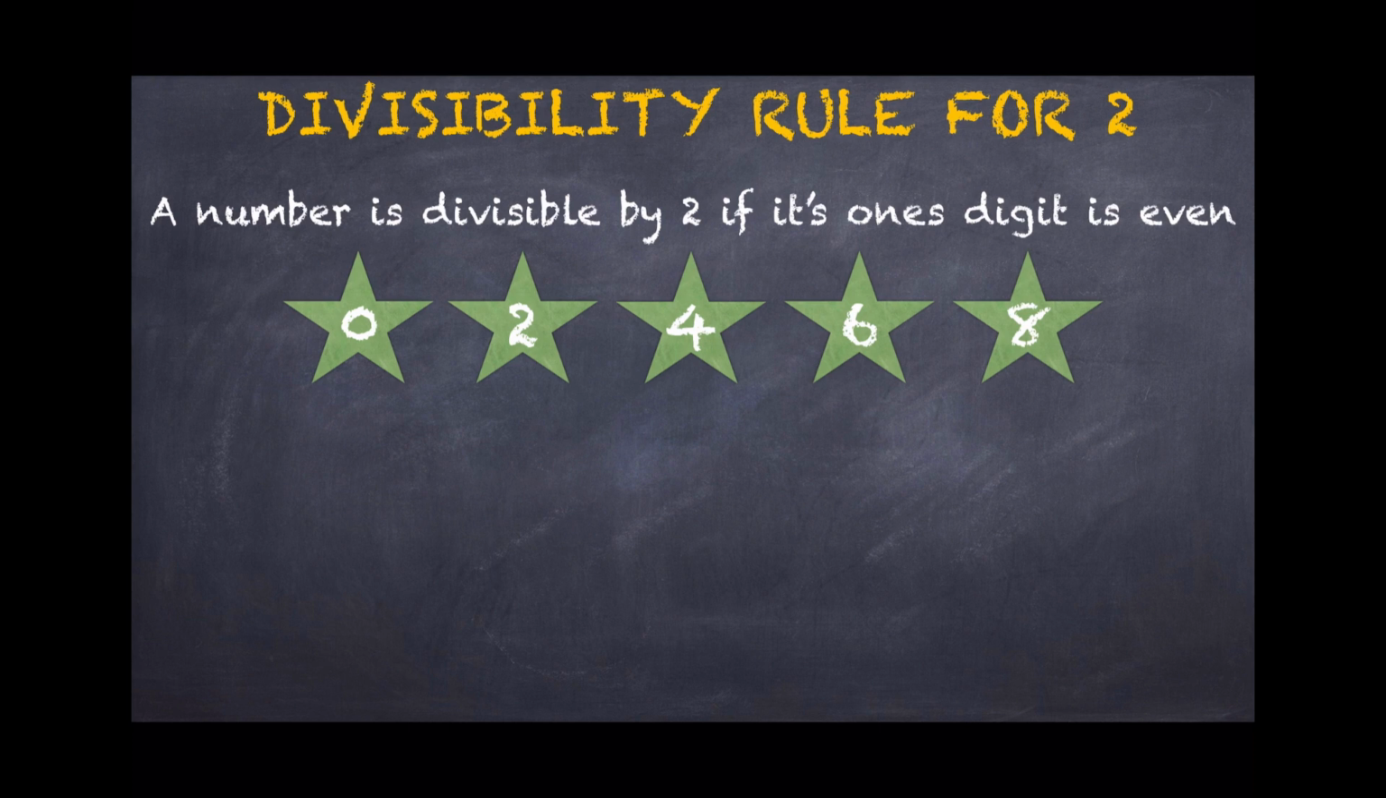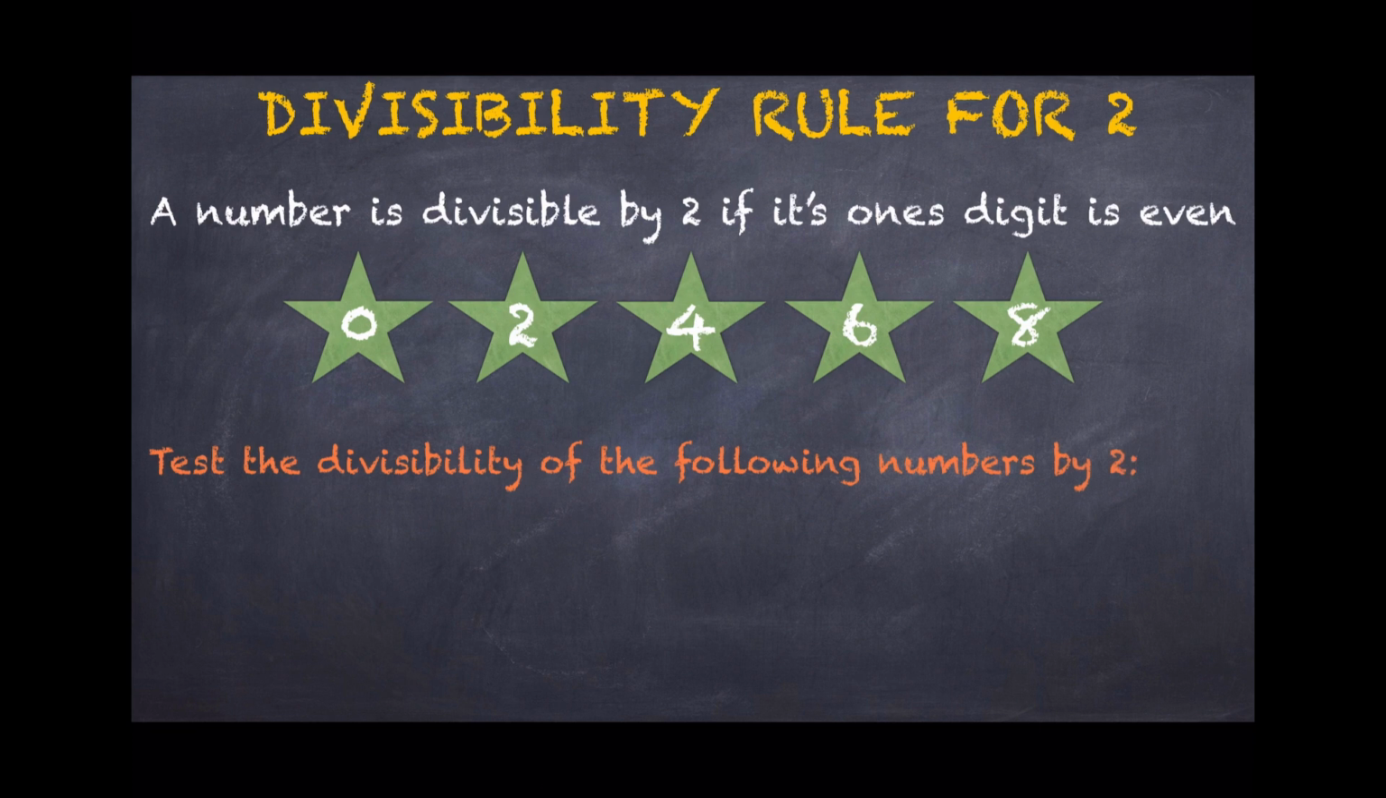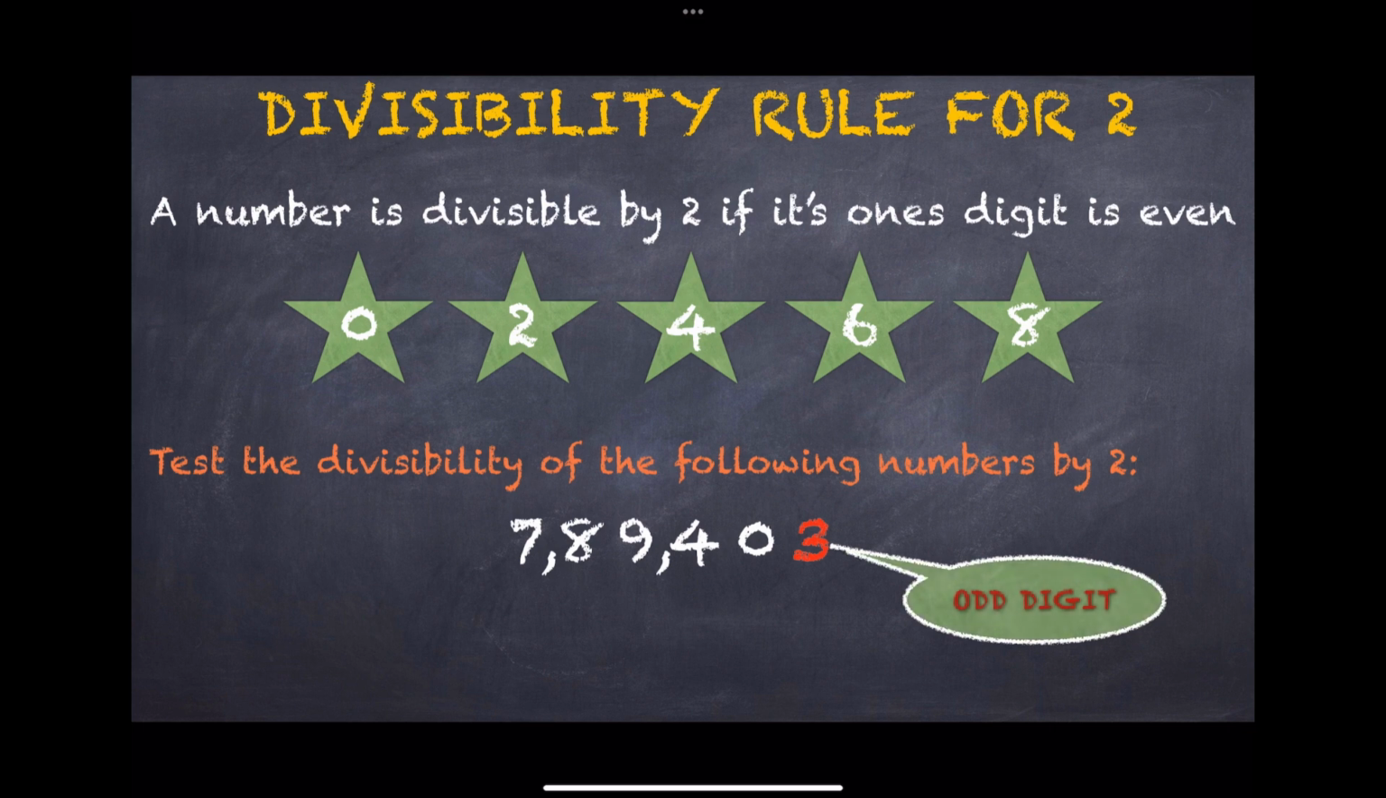Using this rule, without performing the actual division process, let us test the divisibility of the following numbers by 2. So we have 789403, which is 7,89,403. According to the divisibility rule for 2, we must only observe the digit in ones place, which in this case is 3. And we all know that 3 is an odd digit. Hence, 7,89,403 is not divisible by 2.